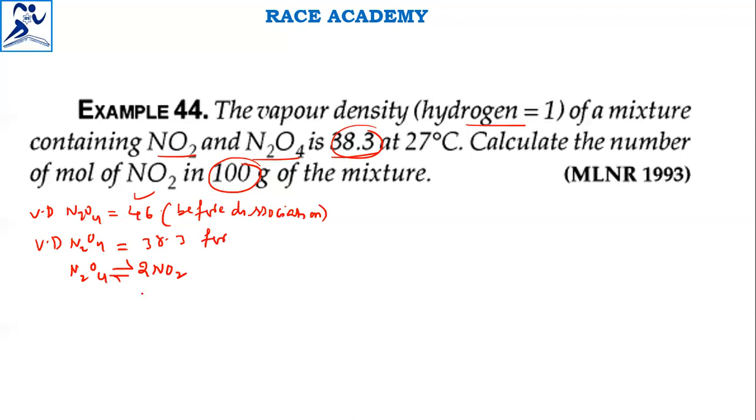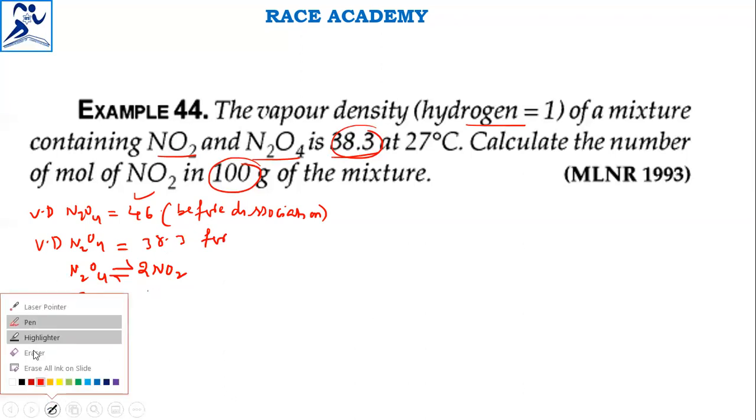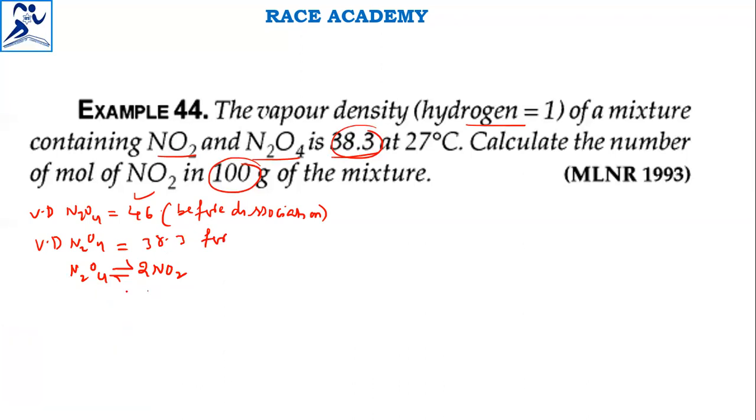In this, we have 1 mole of nitrogen tetroxide, and that gives 2 moles of nitrogen dioxide. So that indicates that 2 moles, this n value I will take. Two moles at equilibrium, so n is 2.